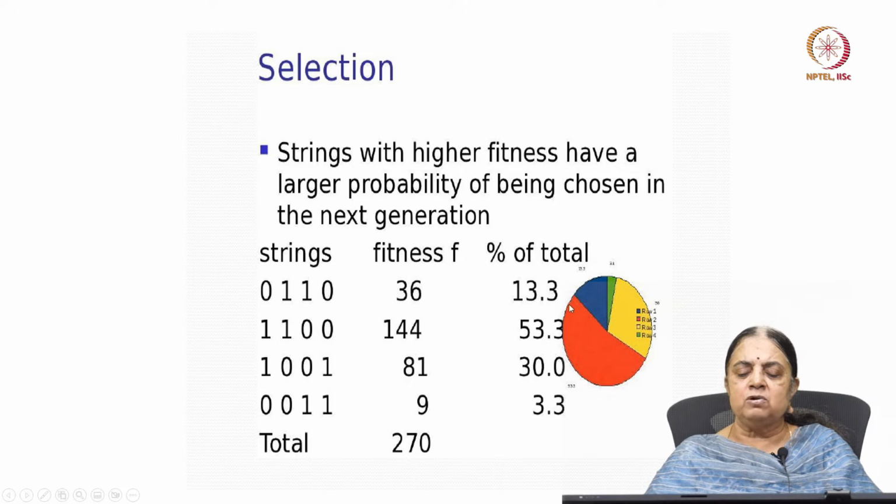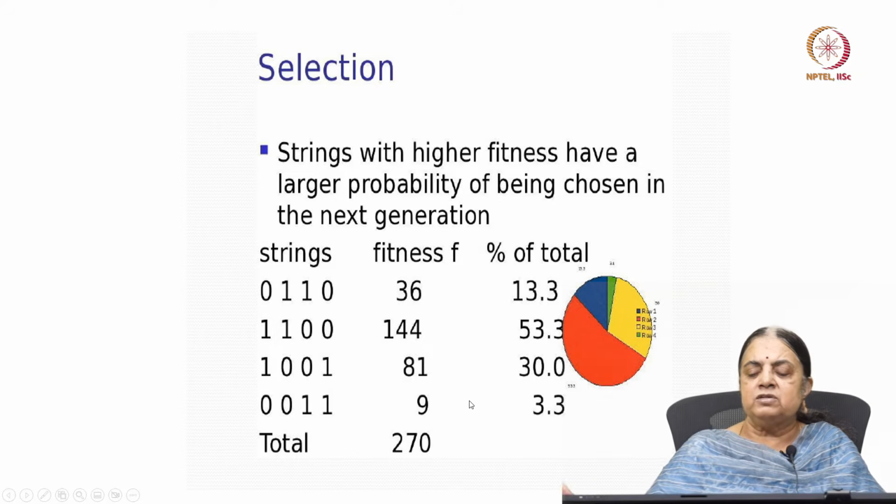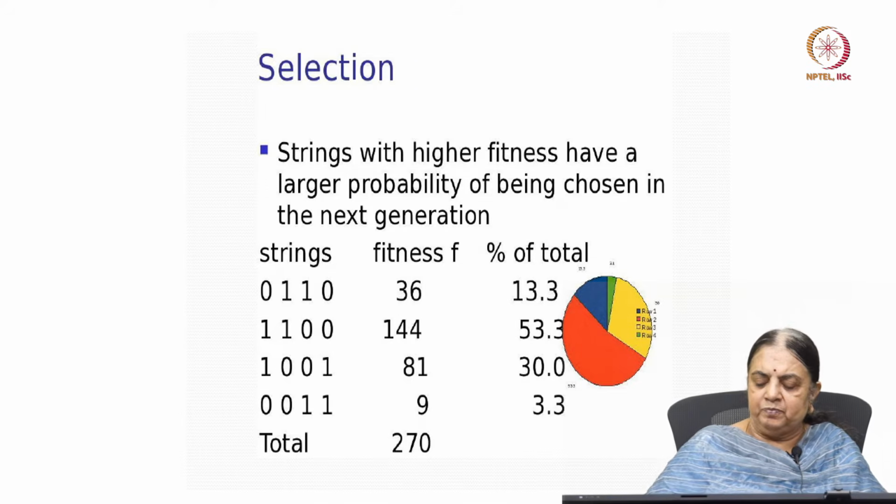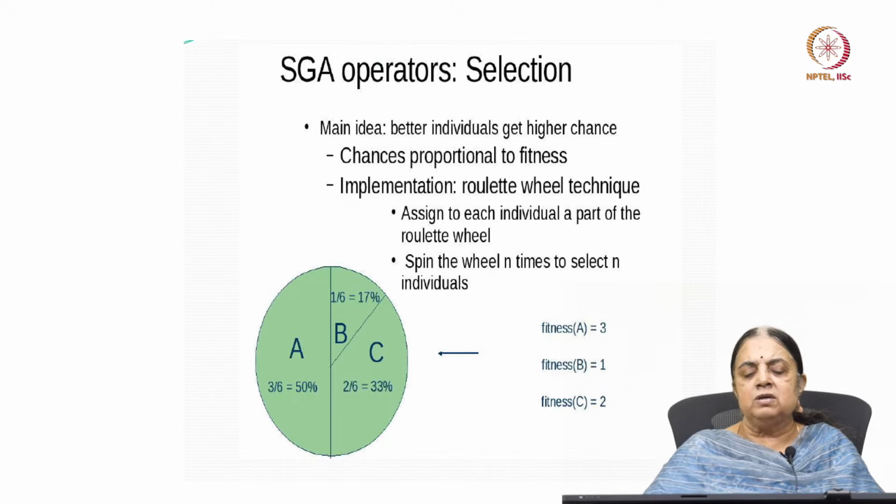Obviously, if you look at the circumference of this circle, you find most of it is occupied by this red string, and next the yellow, the orange string. So, there is a higher probability of this string being chosen to go into the next generation, and a little lower probability of this string and a little lower of this, and so on. This is actually a stochastic method of finding the string which goes into the next generation. Here the same thing is shown again. The chances are proportional to the fitness.